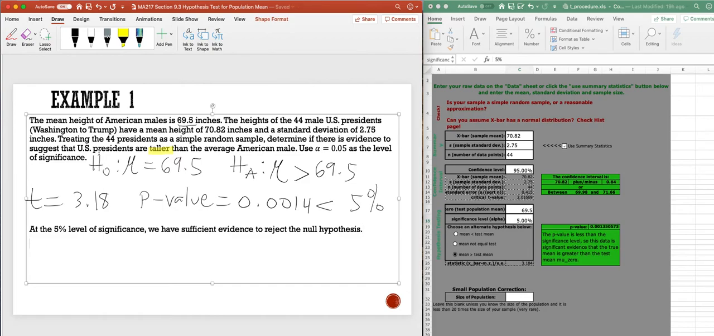But as we did ask if there was evidence to suggest that the United States presidents are taller than the average American male, this would be that there is evidence to suggest that the U.S. presidents are taller than the average American male.